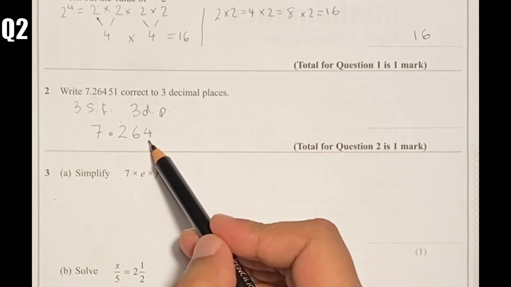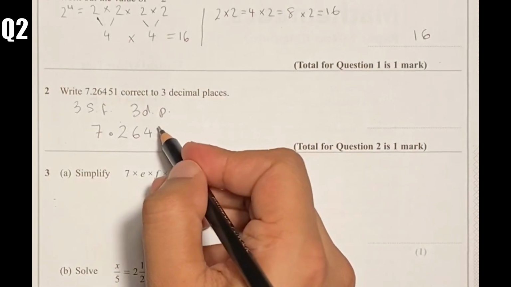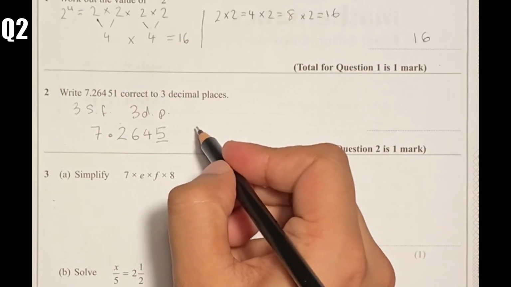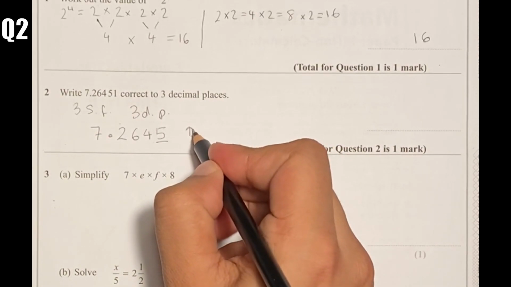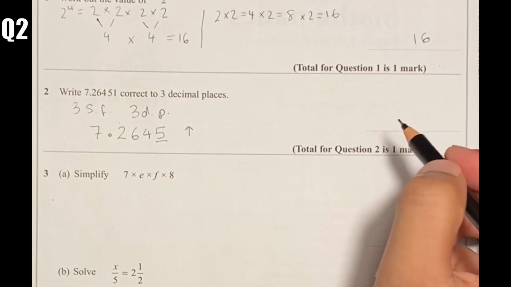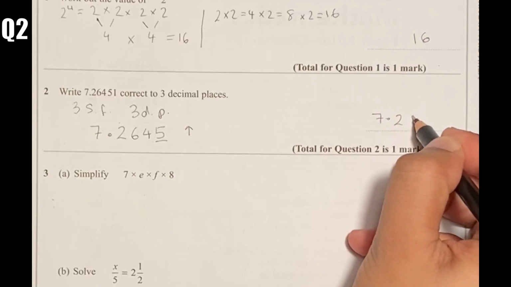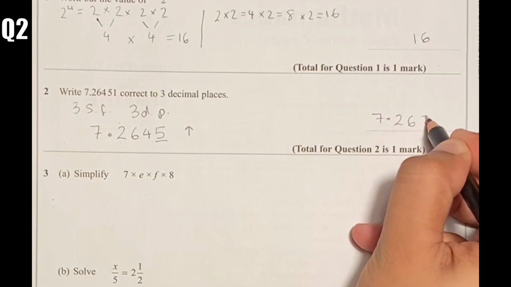And to determine whether we round it up or down, we need to look at the number that comes after it, which is a 5. And based on this 5, we know we are going to be rounding our 4 up. So we can begin working on our answer, which is going to be 7.26, and our 4 gets rounded up to a 5.